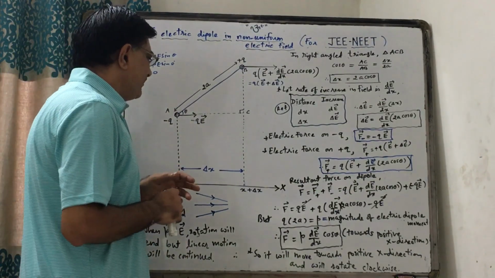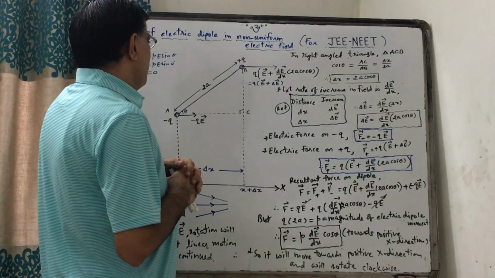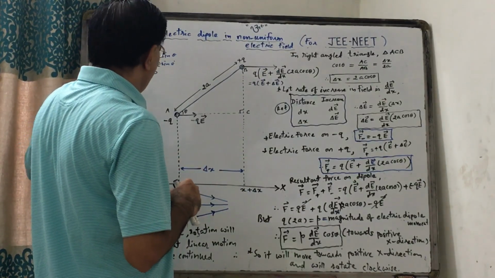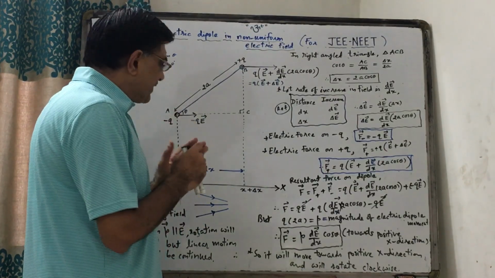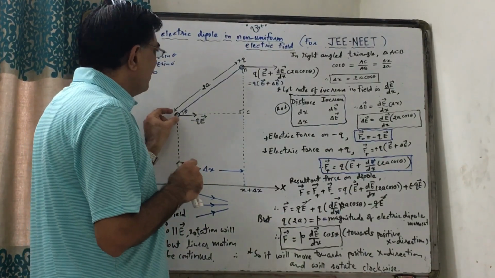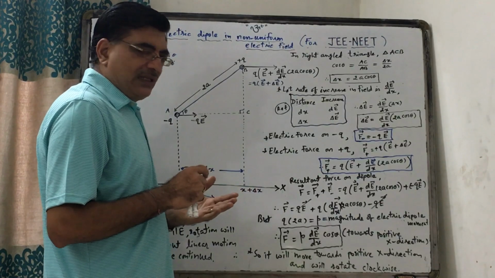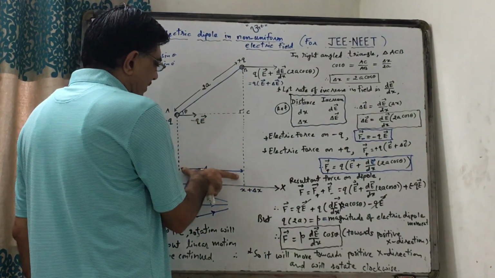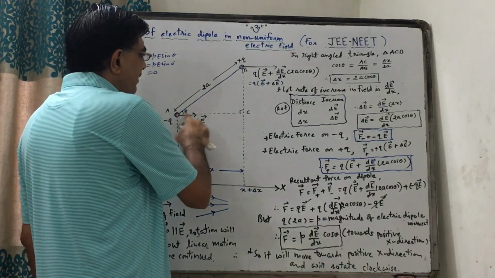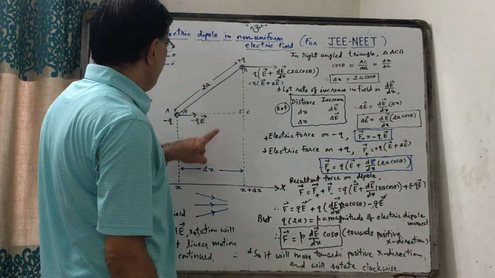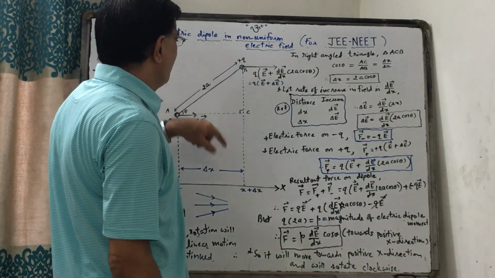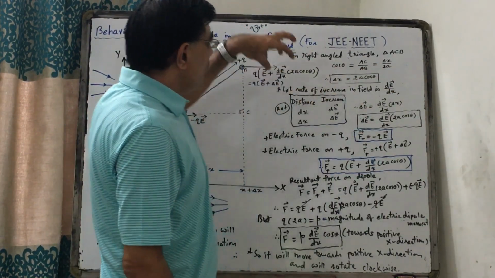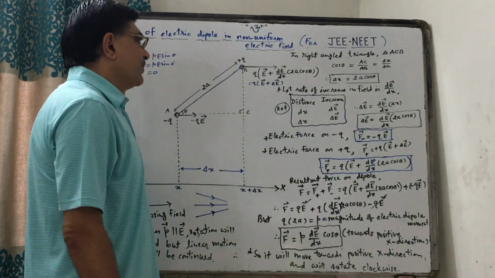Now first of all, I have taken this type of electric field. So its intensity is less at minus Q, but it is more at plus Q. First of all, let us find this distance, delta x. In right-angled triangle ACB, cos theta will be equal to AC upon AB, that is delta x upon 2a. So delta x equals 2a cos theta.